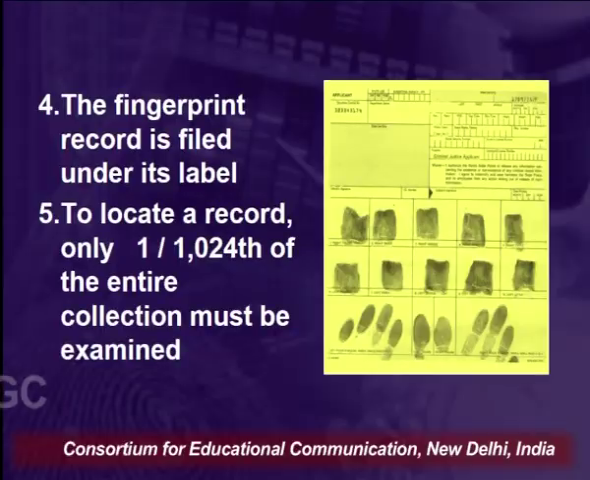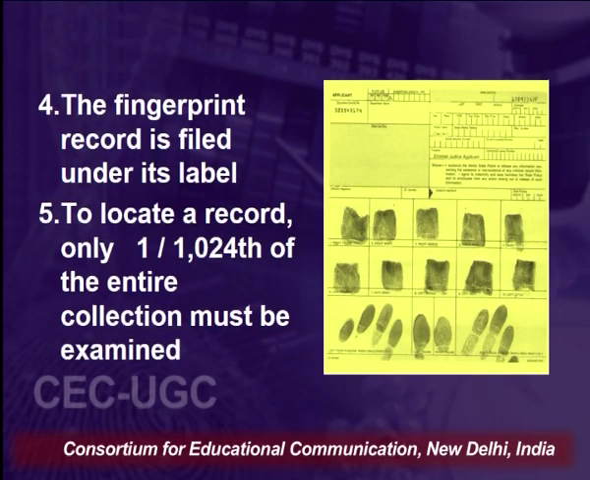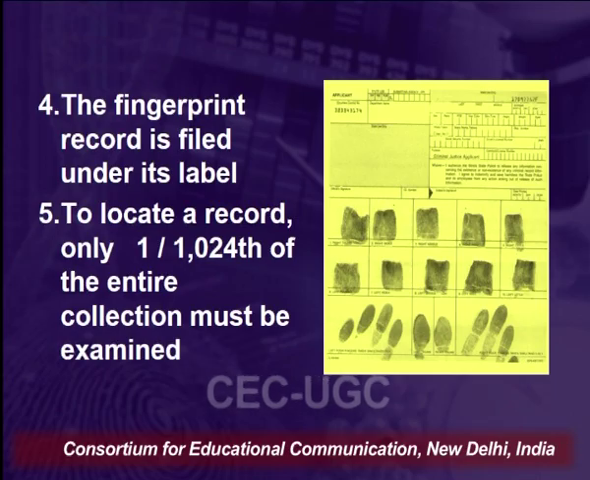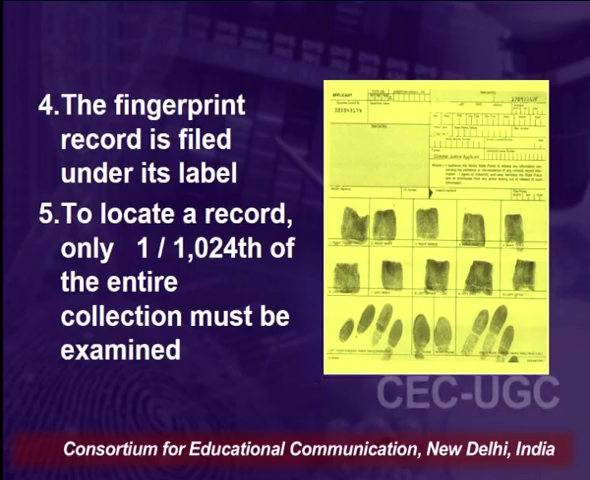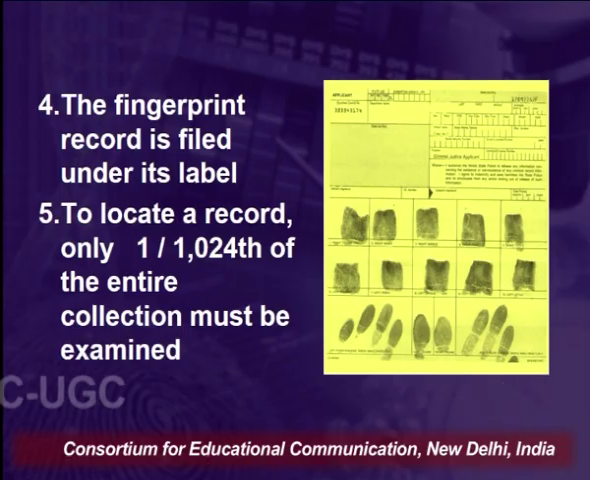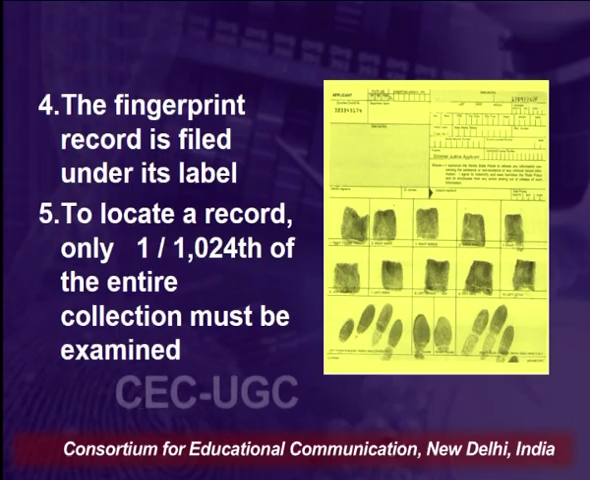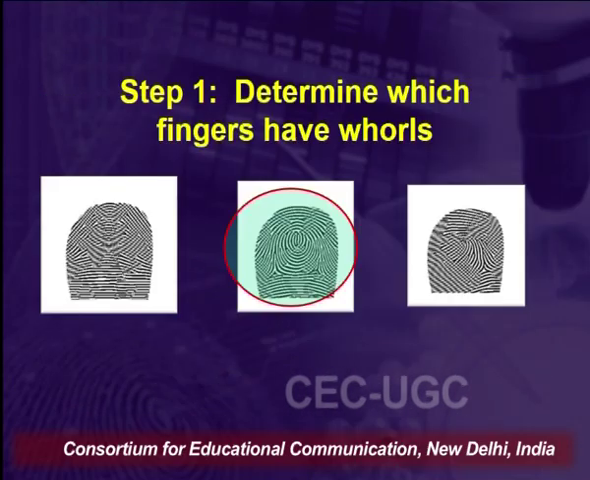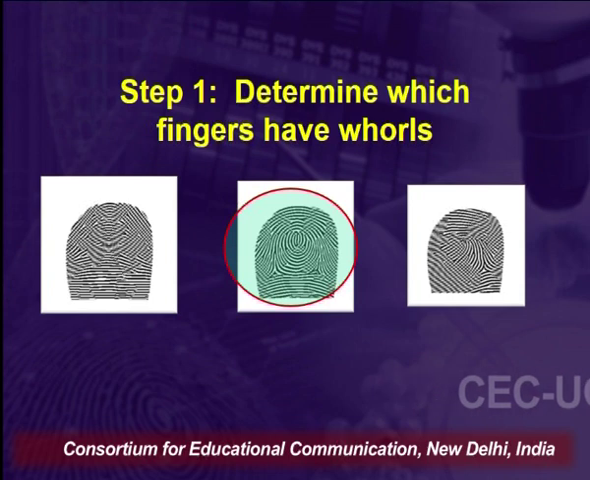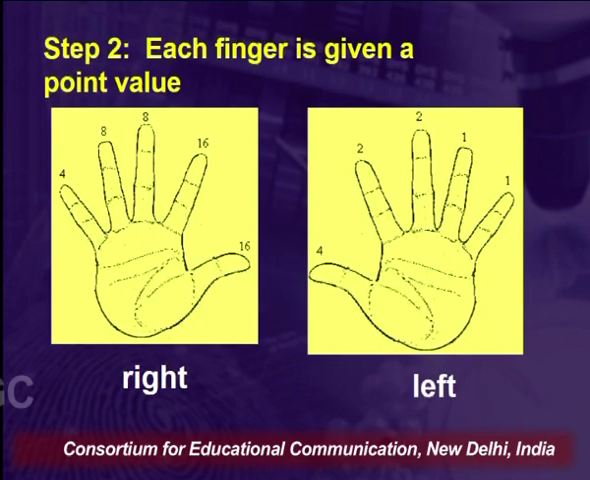The fingerprint record which is classified by the Henry classification system is filed under its label, and when we have to locate a record, only 1 out of 1024th of the entire collection must be examined. They have made it in a particular way. For example, we have to look for which fingers have a whorl pattern. Each finger is given a point value.